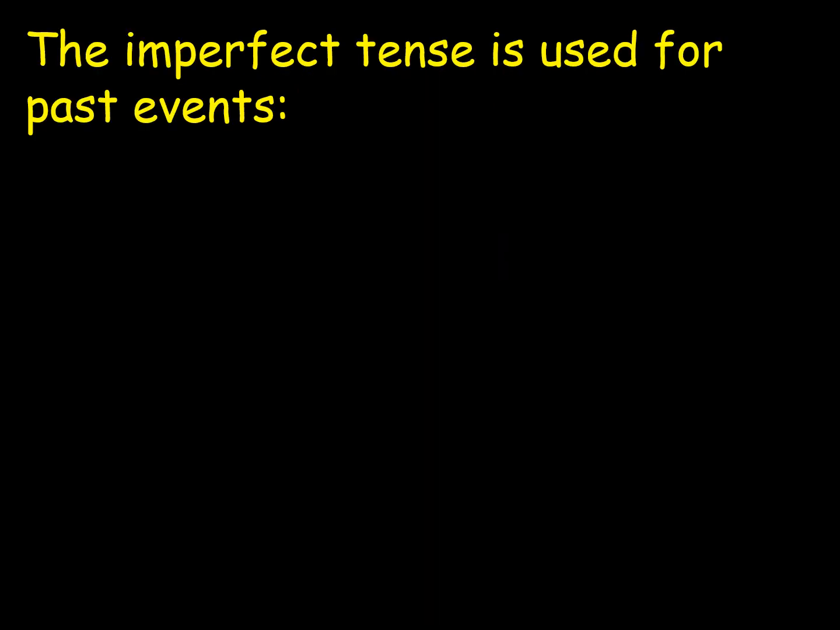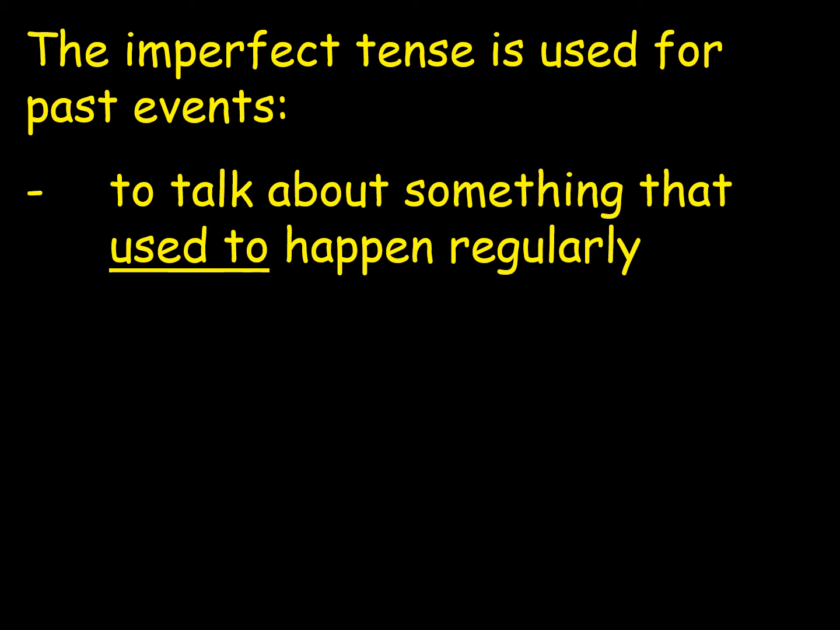As I said, it's used for past events to talk about something that used to happen regularly. So for example, if you used to go swimming on a Saturday morning when you were 5 years old, then you could use this tense. If you don't do swimming anymore on a Saturday morning, then you could use this tense. It's also used to describe. So when you're describing the weather, what the weather was like, you'd use the imperfect tense. If you're describing what something was like, you would use the imperfect tense as well.